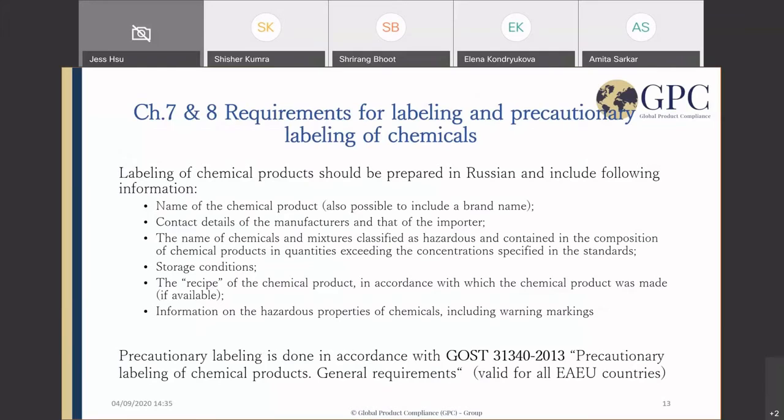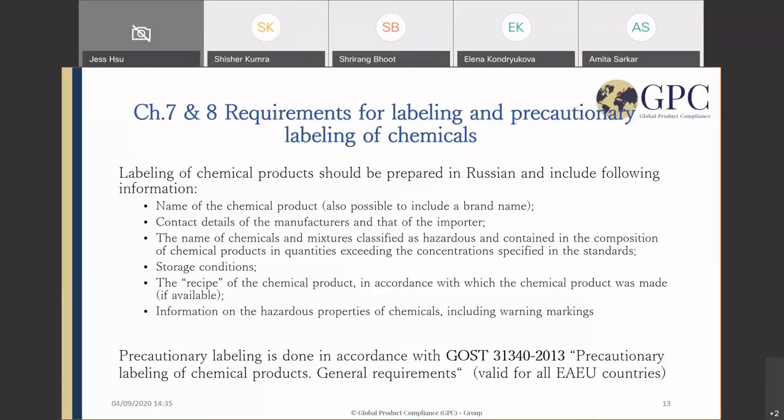So chapters 7 and 8, requirements for labeling and precautionary labeling of chemicals. First of all, it is most important to know that all the labeling should be prepared in Russian, no matter in which country you're going to import your chemicals to. Russian is the main language for labeling of these chemical products. And then this labeling should include the name of the chemical product, or if you also have the brand name, it's good, you can include that too.